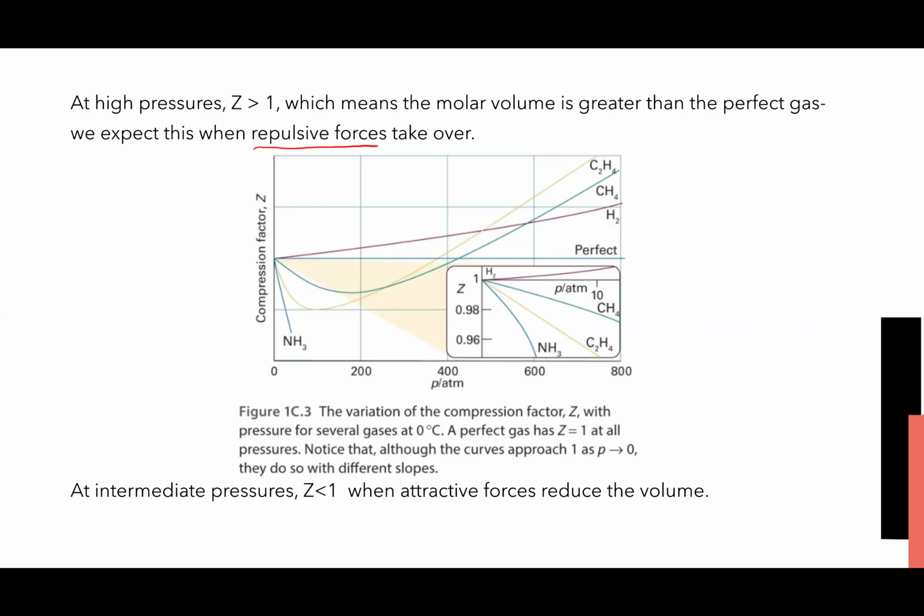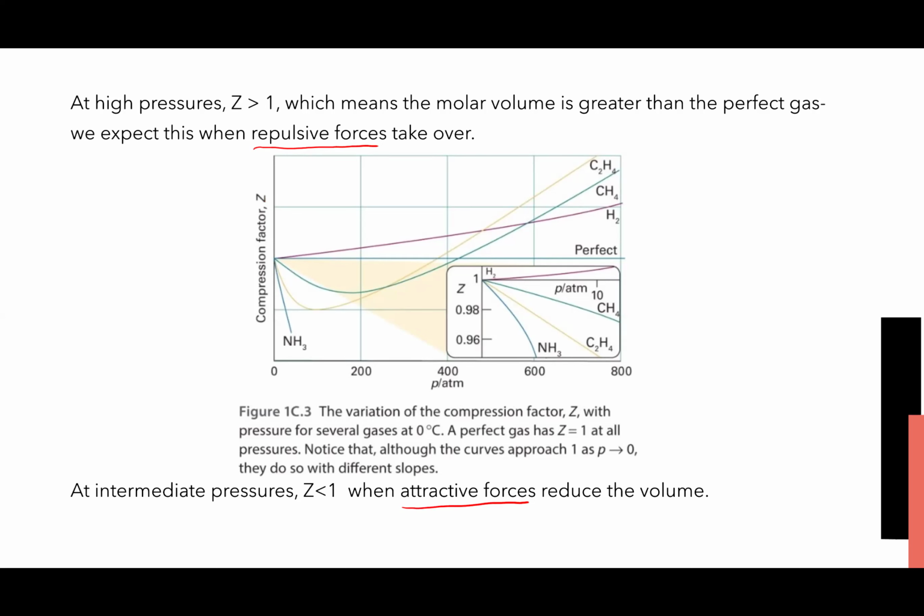At intermediate pressures, our Z is going to end up being less than 1. Our volume is going to be less than it, quote unquote, should be. That's because the attractive forces are pulling the molecules together when they wouldn't in a perfect gas.